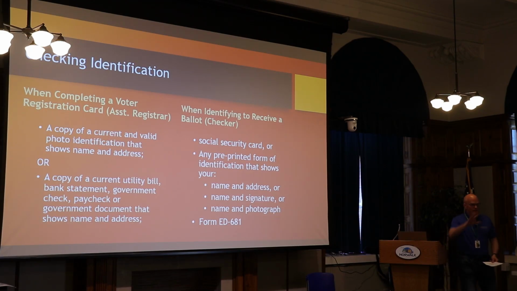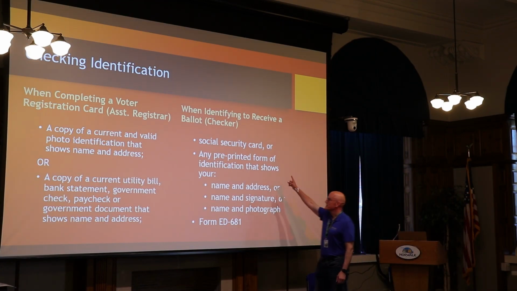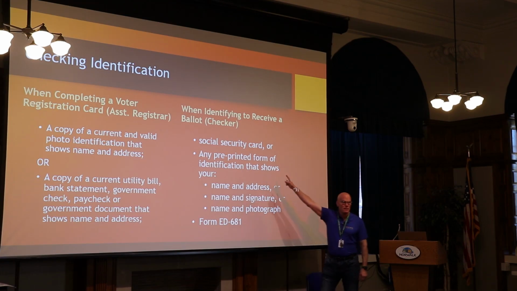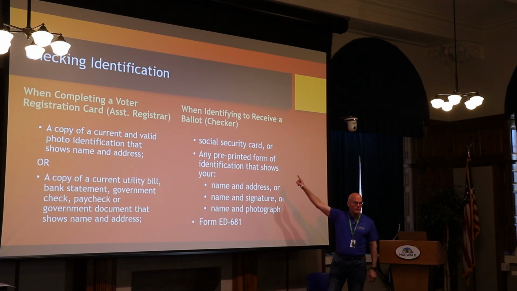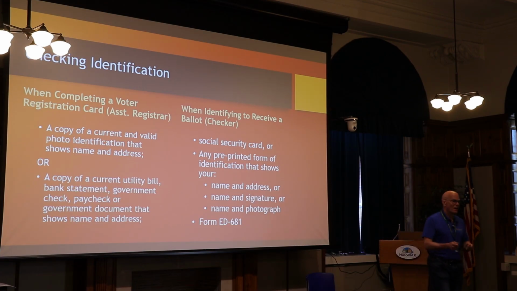So the first step of that whole process is checking identification. If someone is wishing to receive a ballot, these are the rules for what type of identification they must have. It's the right side of this page. They need a Social Security card or any pre-printed form of identification that shows name and address, name and signature, or name and photograph. As a checker, you have to check their ID.